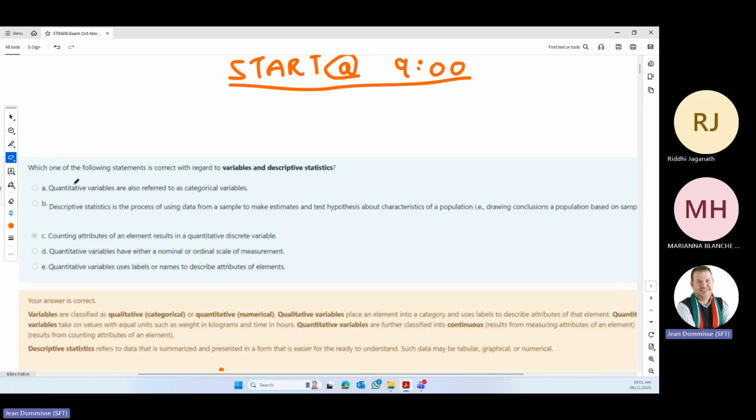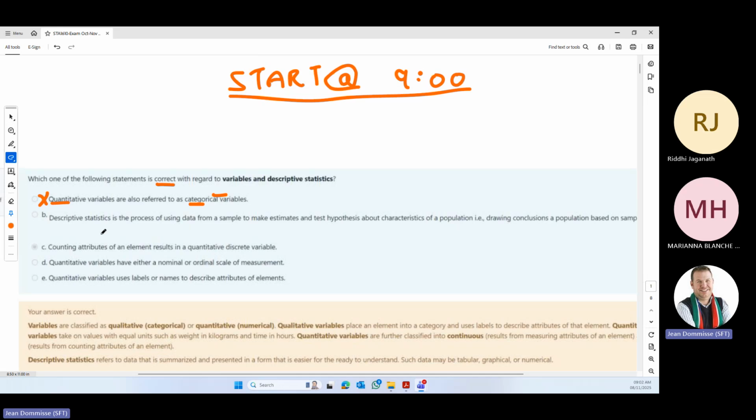Okay, which one of the following statements is correct with regard to variables and descriptive stats? The first one: quantitative variables are also referred to as categorical. Categorical, no. If it was qualitative, then it would have been correct, but quantitative is always your numeric variables, so definitely not categorical. But we're looking for the correct one.